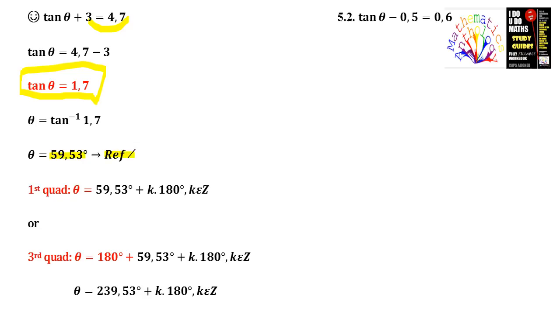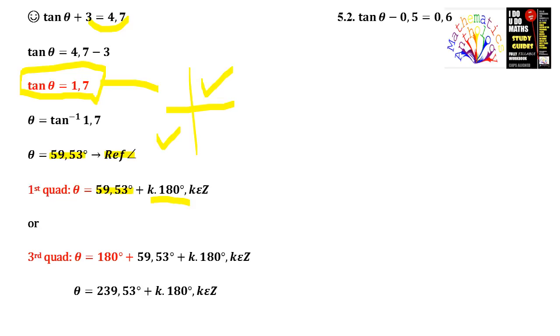That's our reference angle. So tan here is positive, so we need to find the quadrants where tan is positive. I know tan is positive in the first quadrant and in the third quadrant of my CAST diagram. So the first quadrant, I'll have an answer. θ = 59,53 degrees + k·180 degrees, k ∈ Z. For tan, it's k·180, but for sine and cos, it's k·360.